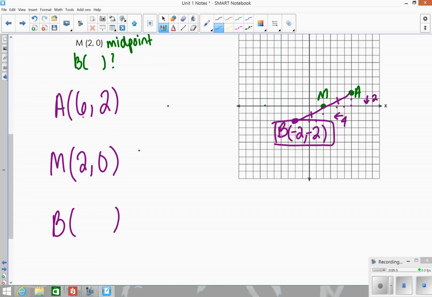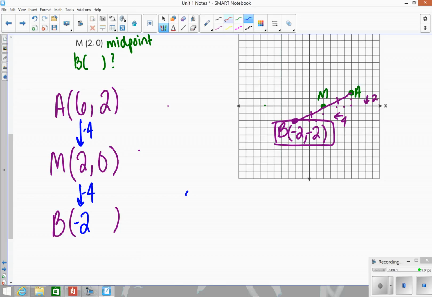The change in X values is the same thing as moving left or right, and the change in the Y values is the same thing as saying up or down. So to go from 6 to 2, I had to subtract 4, which since it's the X values, if you subtract, it really means left 4. So you repeat that process. Whatever you subtracted from the first endpoint to the midpoint, you're going to subtract that same number from the midpoint. So 2 minus 4 gives me -2.